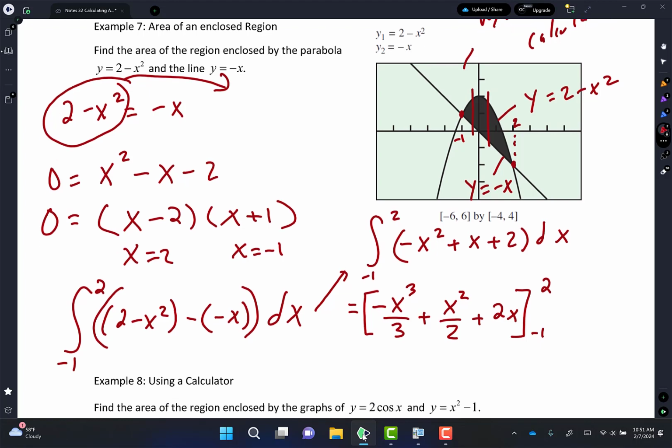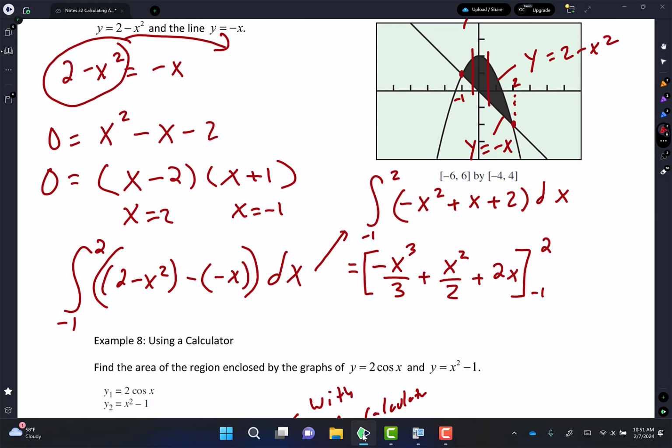Trav, I'm scared. I can't do this one. Yes, you can. Upper minus lower. Go slow. Bracket, giant parenthesis. That negative stays there, guys, because that's in front of the x cubed there.